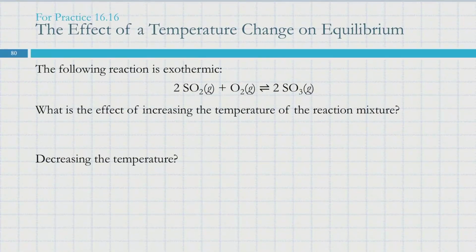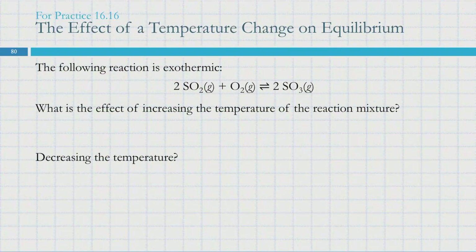The following reaction is exothermic. What is the effect of increasing the temperature? What is the effect of decreasing the temperature? What side are we putting heat on? We're putting it on the product side. Heat is a product. So we add in our plus heat, and then we treat it just the same as we did for our concentrations.